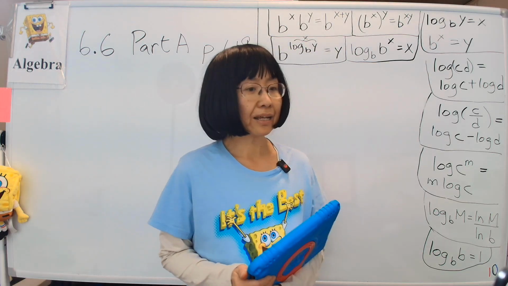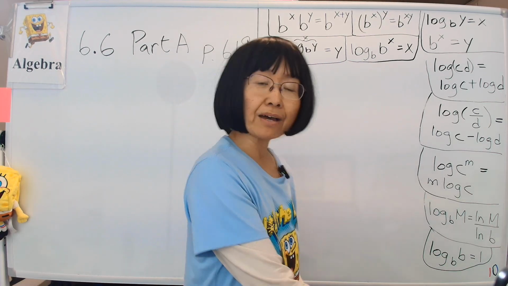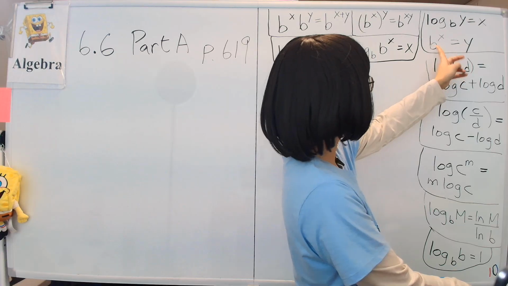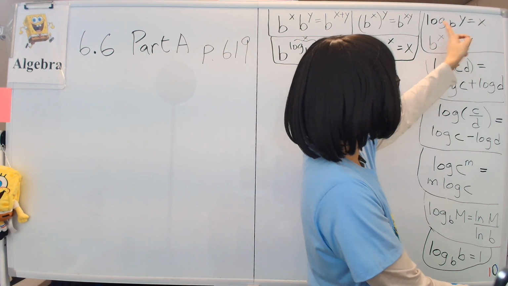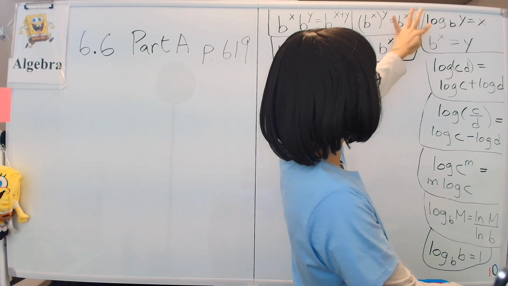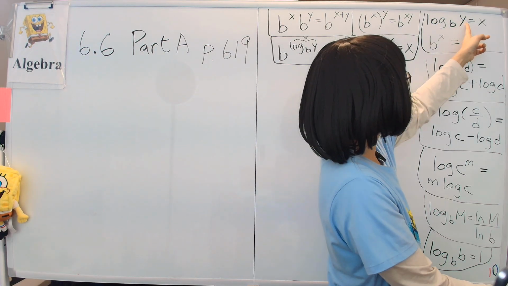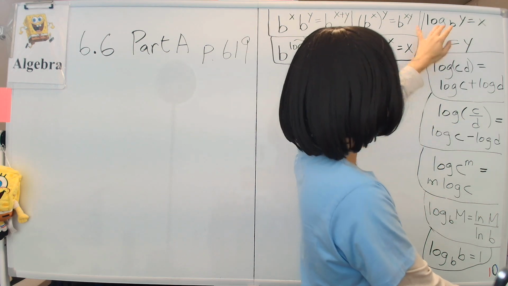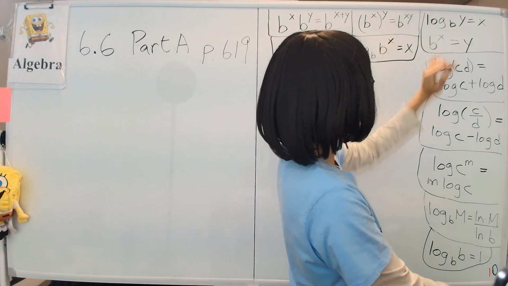So before we start this section, let's review what we have learned about logarithms so far. The definition of logarithm comes from exponents. That is, if b to the power x equals y, we say log base b of y equals x. These two statements mean the exact same thing. In other words, log base b of y means b to what power equals y, and that's the logarithmic function's meaning.